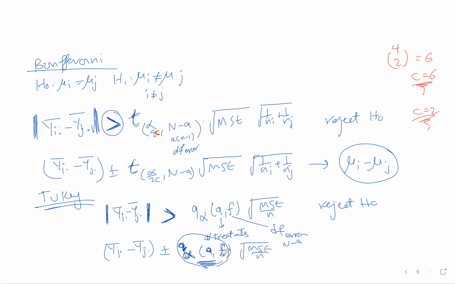And then there is another one, his name is Dunnett. This guy came and said, I'm not going to use the Tukey table, I'm not going to use the modification of Bonferroni. I'll use my own table and I will compare yi dot bar minus yj dot bar to d at alpha and a minus 1 and f minus 1.